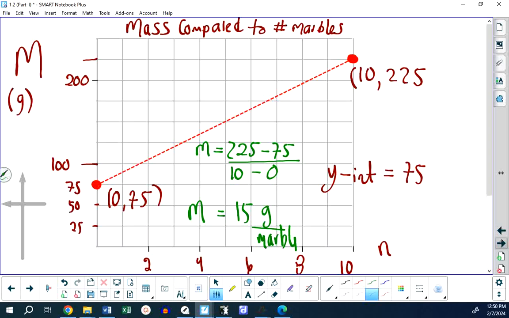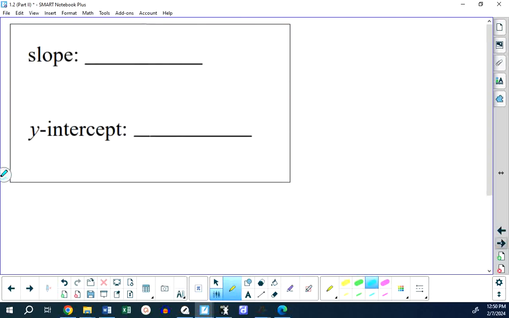So we've got the y-intercept, which is 75. We have the slope, which is 15 grams per marble. We've answered the first question. Let's take a look at the next part. I'll just write it in here, 15 grams per marble. There's my marble. Y-intercept, 75 grams.